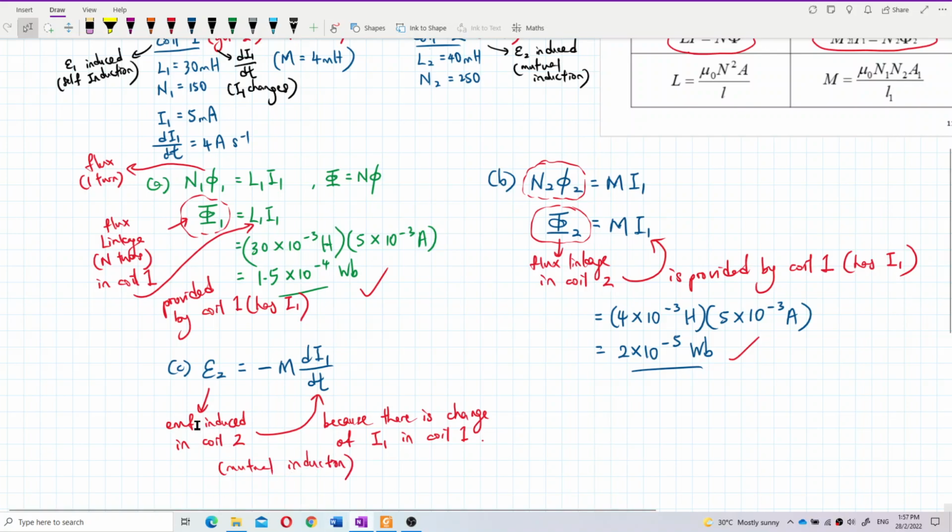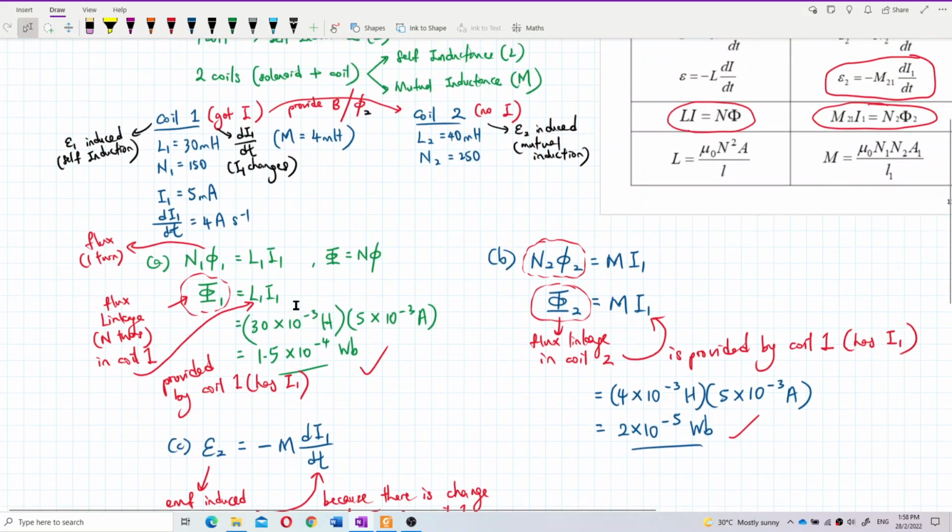EMF is induced in coil 2 because there is a change of current in coil 1. Because there is a change of current in coil 1, that's why it induces EMF in the neighboring coil 2. It also, because of the change of current in coil 1, has self-induction. Self-induction happens in its own coil, so it induces EMF in its own coil also.